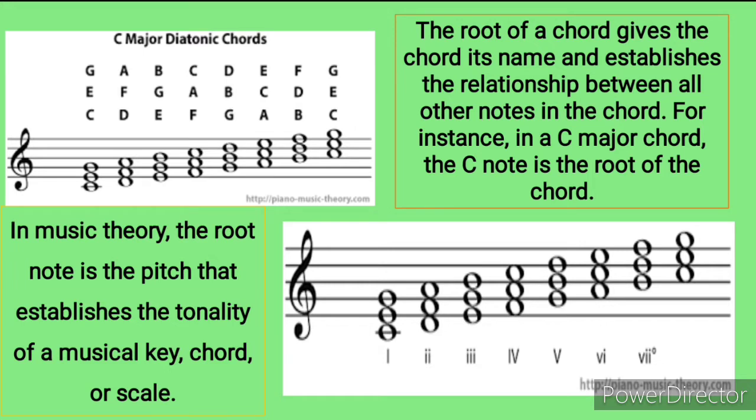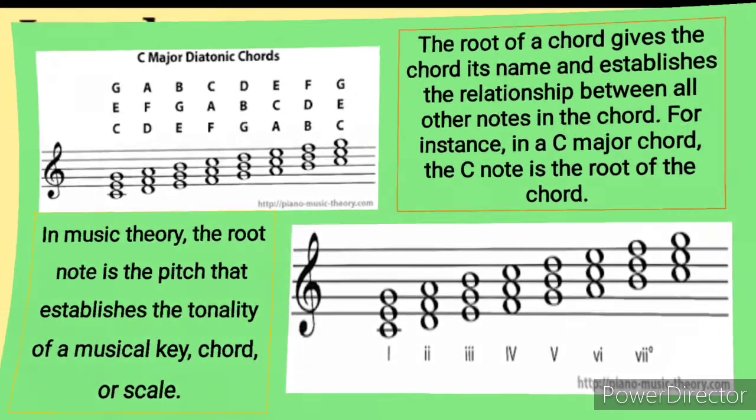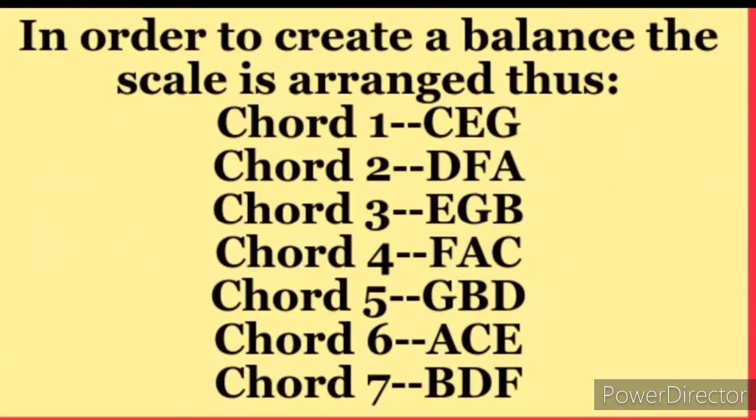So if we say we have the scale of C major, what do you think will be the particular chords that we're going to have? We'll have C, which is first. We'll have E, which is the third. Then we'll have G, which is the fifth. We have to skip what? D and what? We started with C. We skipped D. We'll go to E. We'll skip F. We'll take what? G. All right. In order to create a balance, the scale is arranged thus.